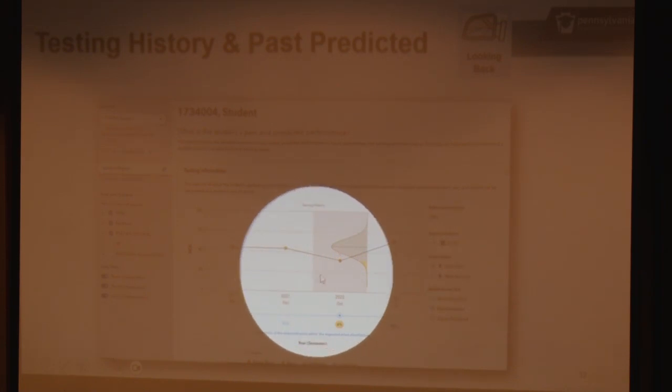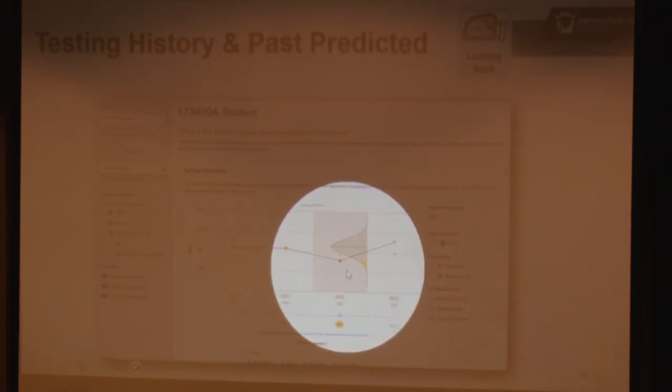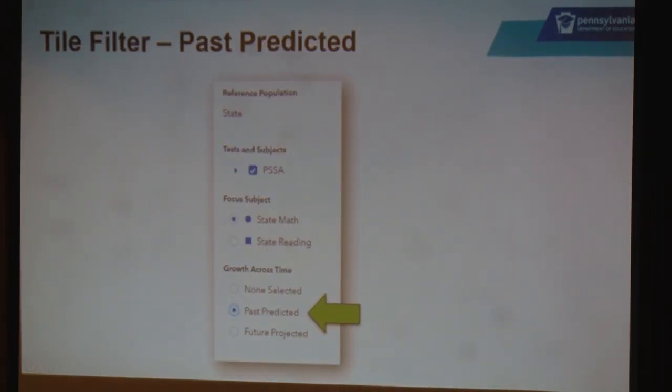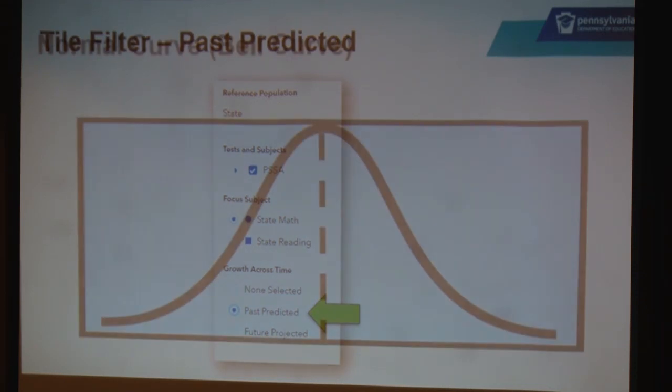Now I'm going to go through these pieces, because you're probably looking at this going, what is that? What does that look like? I can't make sense of that. So we're going to break it down a little bit for you. I just showed you where that past predicted was, but that's just a highlight. That internal filter, that's what you're going to turn on.